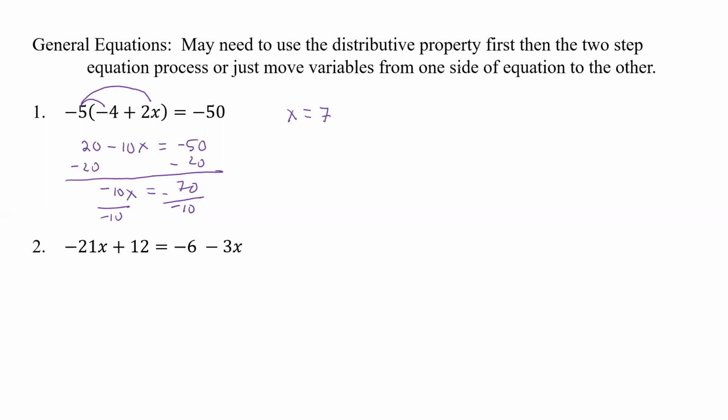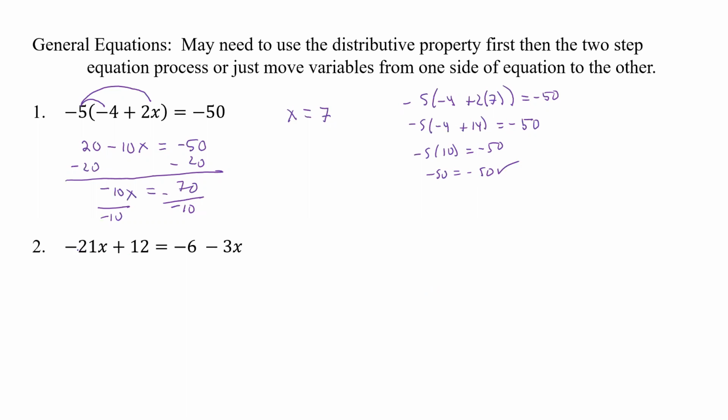Now, does it check out? Well, let's see. Negative 5 times negative 4 plus 2 times 7 equals negative 50. Remember, now we're going to work with PEMDAS in the straight order. So we'll have negative 5 times negative 4 plus 14 equals negative 50. 14 minus 4 is 10, so we have negative 5 times 10 equals negative 50, and negative 50 equals negative 50, so it does check out.